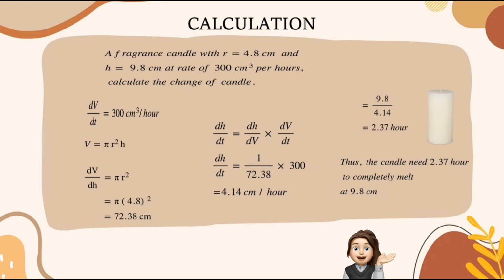Then, to calculate the time taken to melt the fragrance candle completely is 9.8 divided by 4.14. And we get the answer 2.37 hours. Thus, the candle needs 2.37 hours to completely melt at 9.8 centimeters. Okay, that's all. I hope my explanation is clear for you.